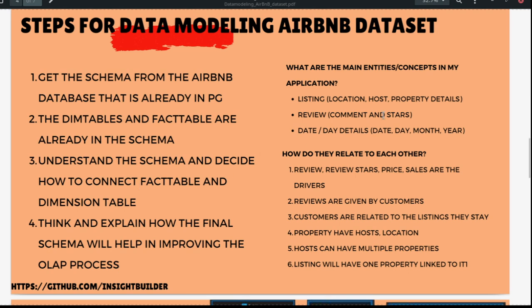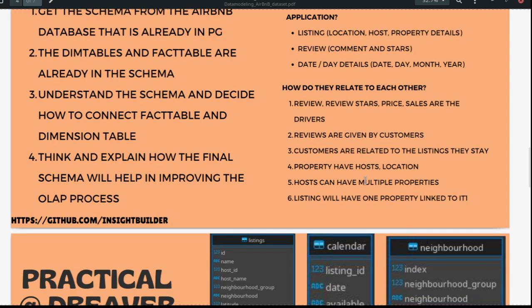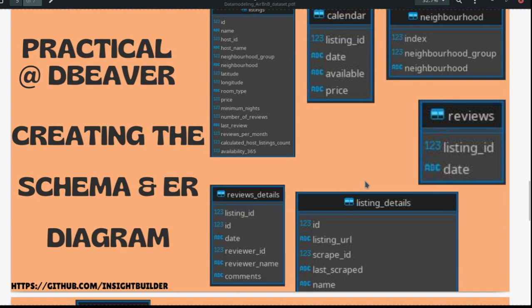As I was explaining, we need to understand all these things, and when you go through all those videos, you will understand that listings, reviews, date and day details are the major entities in this Airbnb dataset. The next question is, how do they relate to each other? The reviews, the customers, the properties, the hosts and the listing, how are they brought together? Let us take a look at the tables.